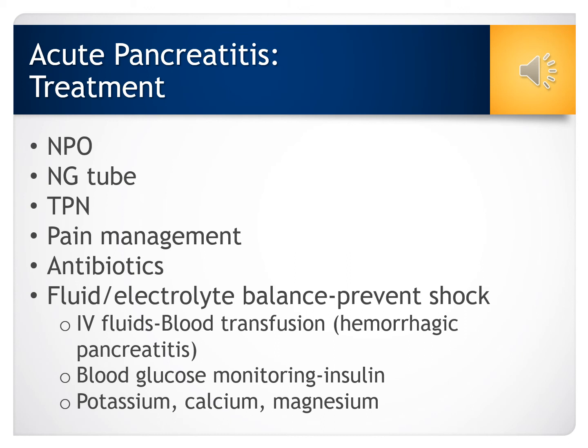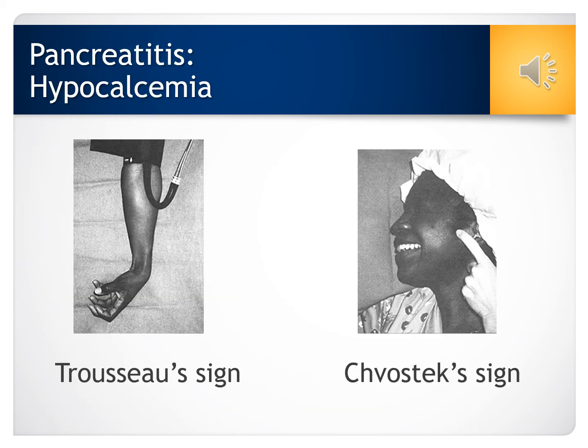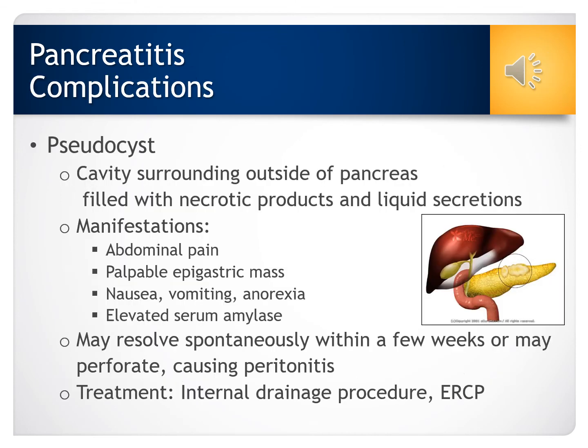We will be monitoring their blood glucose levels, and most likely we'll be giving them insulin. And we'll be closely watching their potassium, their calcium, and their magnesium, and supplementing as needed. Because a patient who has pancreatitis is at risk for hypocalcemia, it would make sense to frequently evaluate hypocalcemia by either evaluating for the Trousseau sign or the Chvostek sign. This can be done every couple of hours to evaluate calcium levels.